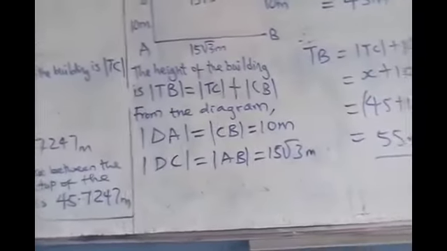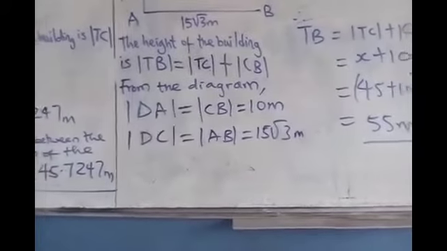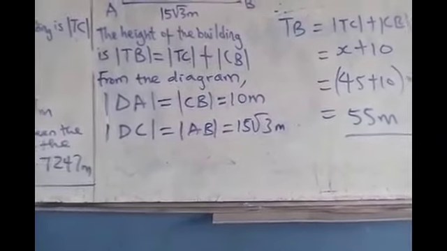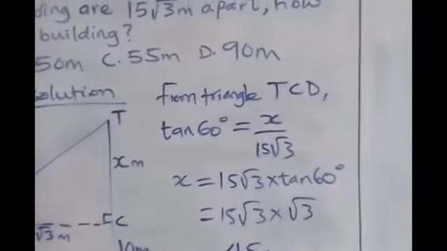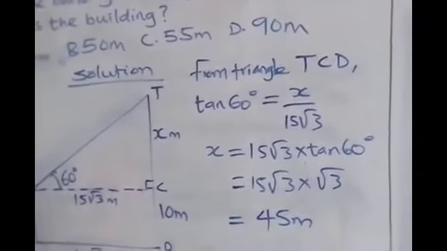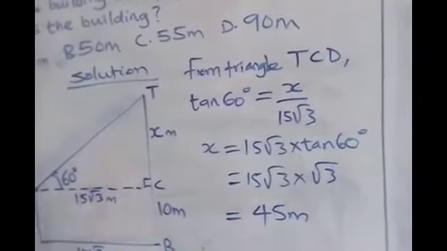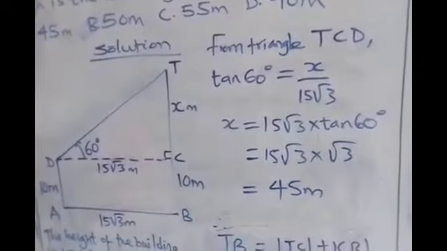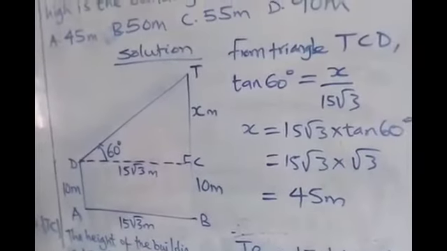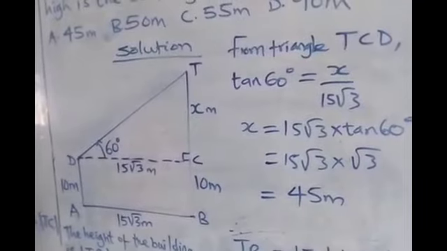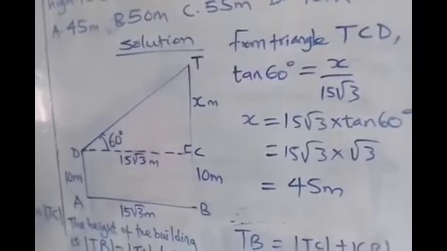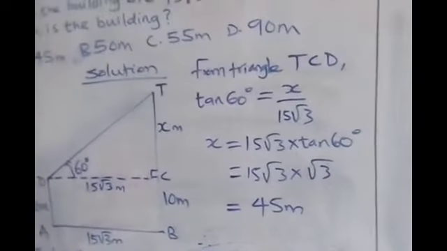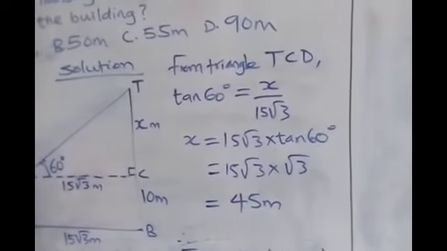So from the diagram, we have DA equal to CB, which I have explained, equals 10 meters. We have line DC equals line AB, which is equal to 15√3 meters. So from the triangle TCD, we have tan 60 equals X all over 15√3, because that shape forms a triangle. Like I told you, most of the diagrams that we'll be having under elevation and depression will be either a triangle separate or combinations of a triangle and a rectangle. And that triangle is always, in most cases, a right-angled triangle. So from here, the suitable one to use is TOA. And we have our tan equals X all over 15√3.